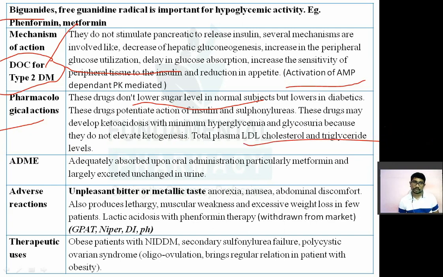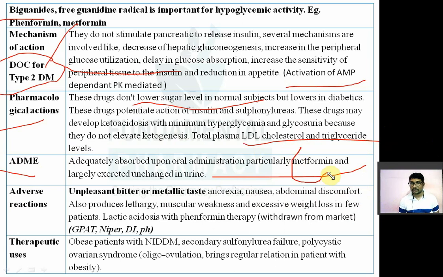Absorption, distribution, metabolism, elimination: they are adequately absorbed orally, by the PO route. Particularly, metformin is largely excreted unchanged. Because what is in the structure of metformin?